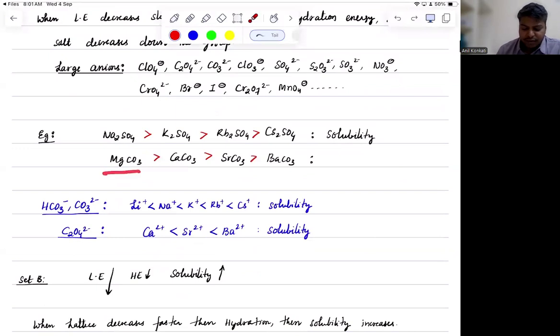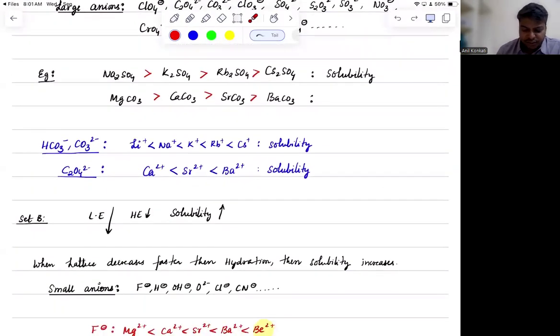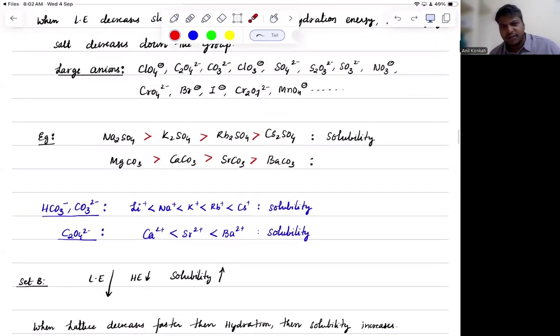Barium carbonate, down the group solubility is decreasing. Exceptionally, the exception is only for these: HCO3 minus and CO3 2 minus. For group 1, solubility will increase down the group. For oxalate, only in group 2, solubility will increase down the group. These two are exceptions. Other than that, for anything else, solubility will decrease down the group. Everybody understood what are the exceptions and what are the other cases?